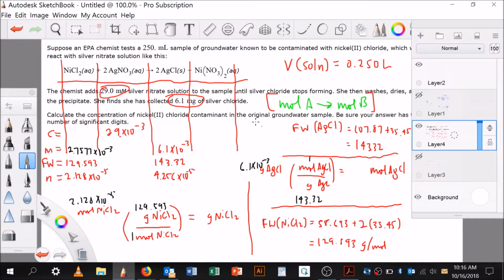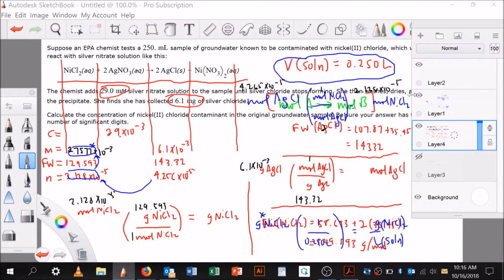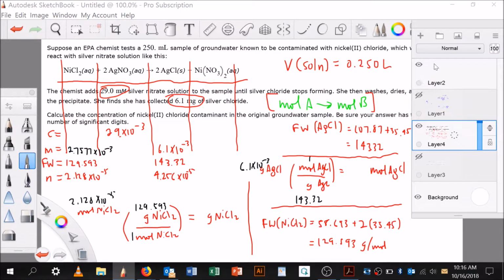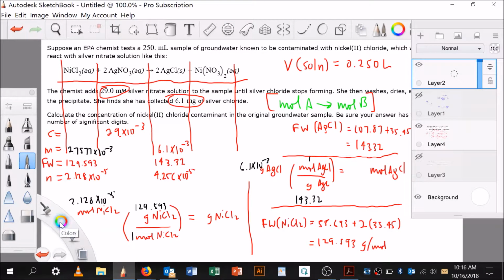So now I'm ready for my final question. Calculate the concentration. So I have my mass. Let me write this in a different layer too. Let me go to this layer. And so this is going to be my final concentration. Let me go to blue.